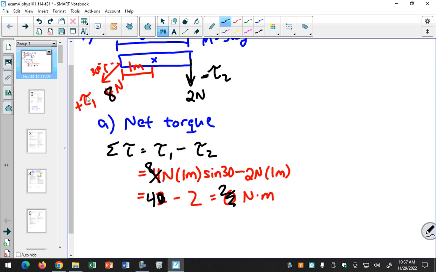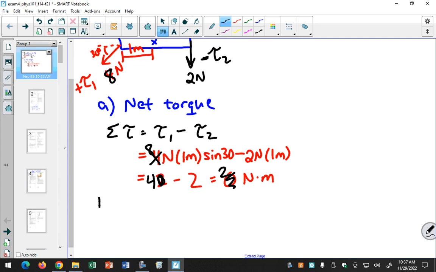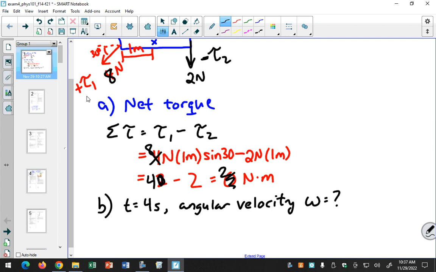Okay? So the next question, which would be a follow-up question, would be what is the angular velocity after a certain amount of time? And let's say that time is, I don't know, t equal 4 seconds. What is the angular velocity? And of course, when I ask for angular velocity, I'm asking for what is omega. There are a couple of steps that you need to do in this.